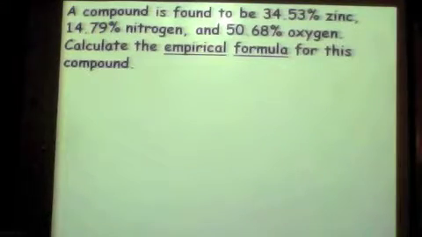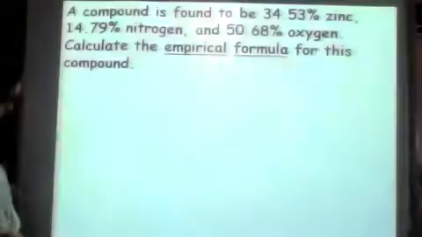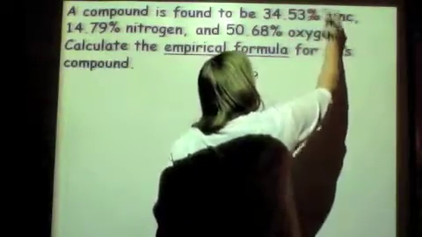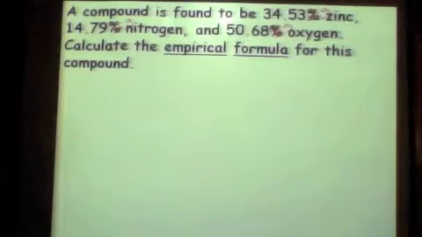So step 1, percent to mass. This just means, literally, you're going to change the percent signs to grams. Because if you have 34%, 14%, and 50%, they all add up to 100 because they're percents. So I'm going to assume that we have 100 grams of whatever this is. If we have 100 grams, then you have 34.53 grams of zinc and so forth. So step 1, literally, just change the percents to grams.